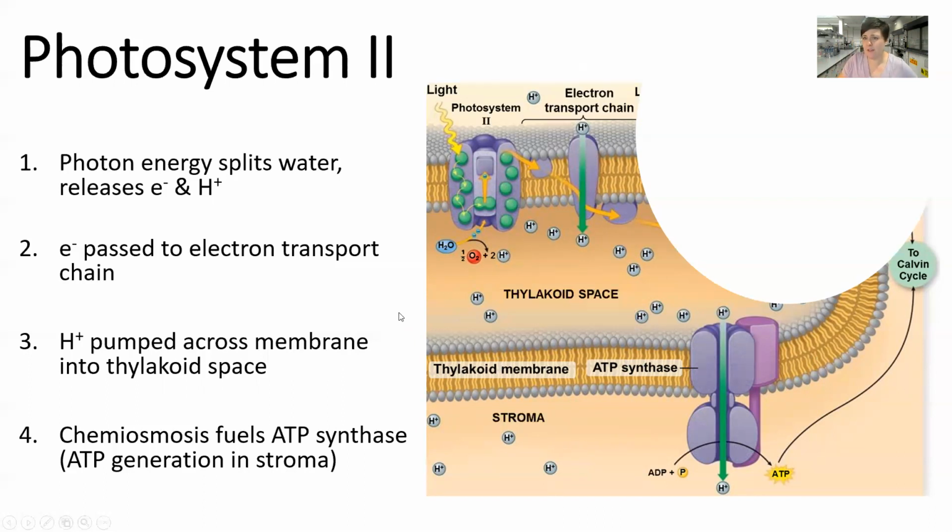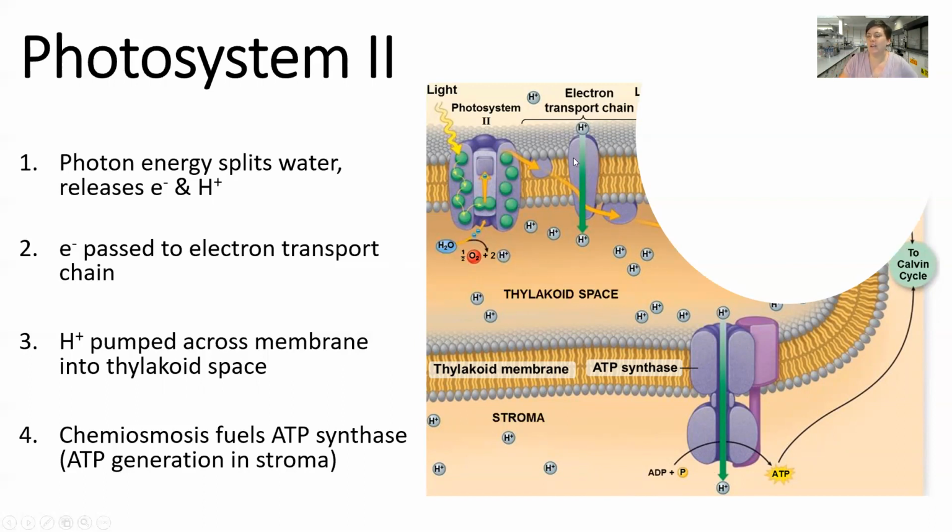So that tells us that we can basically get 2 ATP for every water molecule, because every water molecule gives us 2 hydrogens, and that will give us, again, 2 ATP. So that's Photosystem II. In Photosystem II, we absorb light. That light breaks water, releasing electrons and hydrogen.